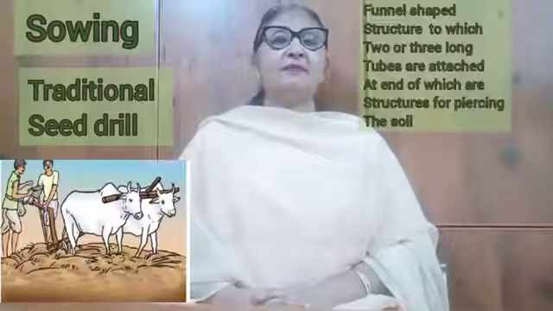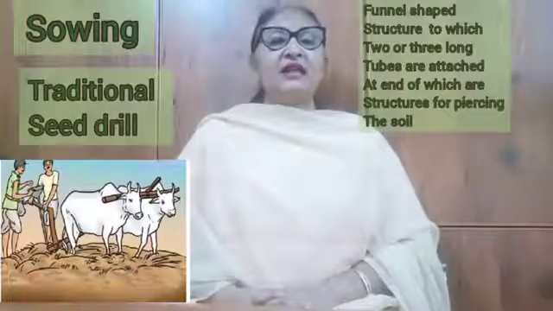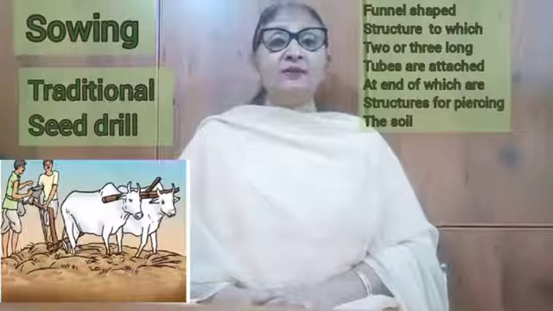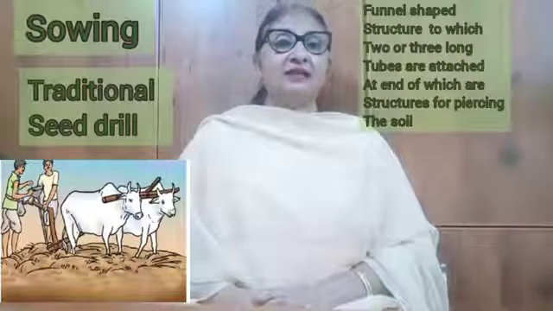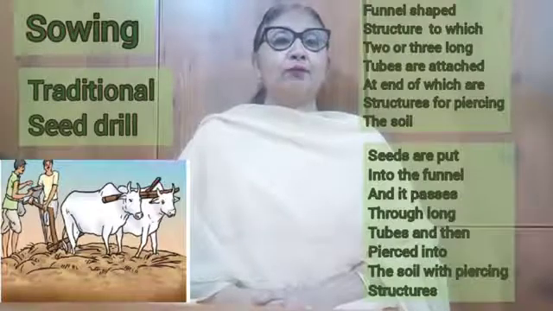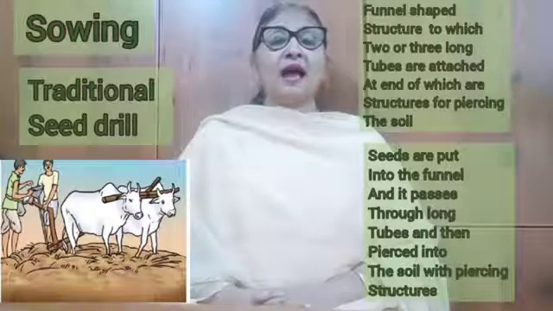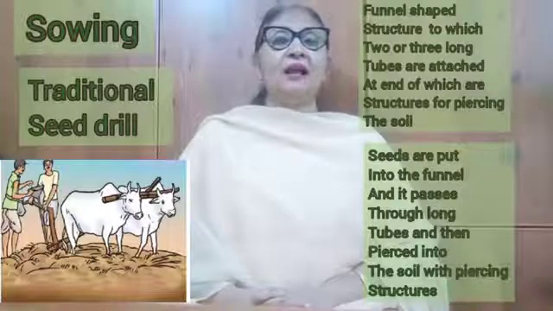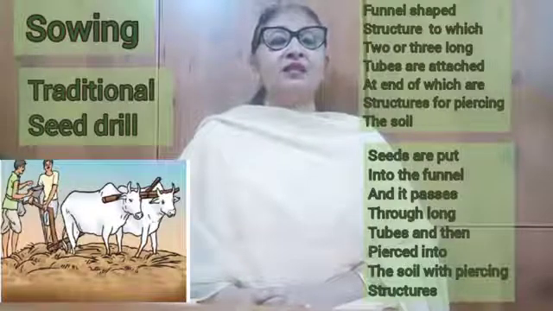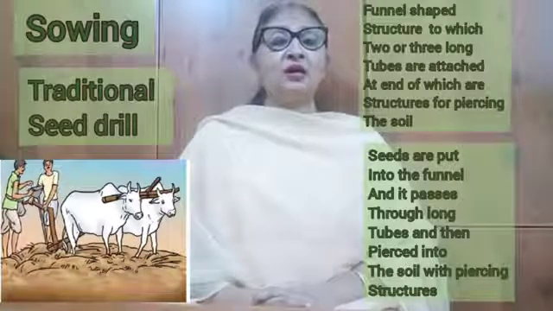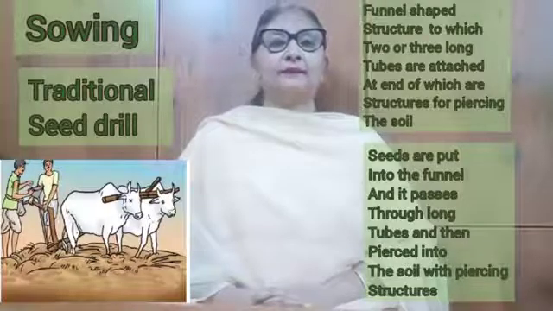Now, sowing is done traditionally. Now, how does this traditional tool function? There is a funnel-shaped structure which is attached to 2 or 3 tubes, and at the end of the tubes are sharp objects. Now, seeds are put into the funnel-like structure which passes through the tubes and reaches the soil. The sharp object pierces the soil and thus the seeds are sowed into the soil. This is the traditional method.